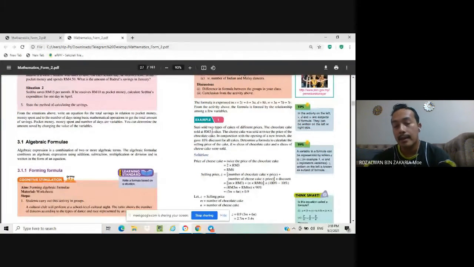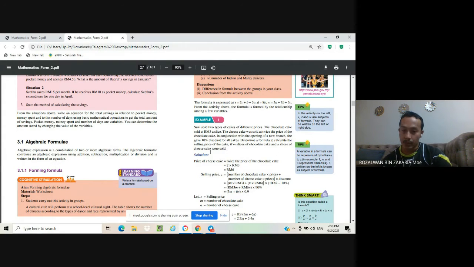Example 1. We have a problem solving. Suzy sold 2 types of cakes of different price. The chocolate cake sold at RM3 a slice. The cheesecake was sold at twice the price of the chocolate cake. In conjunction with the opening of a new branch, she gave 10% discount for all cakes. Determine a formula to calculate the selling price of the cake if M slices of the chocolate cake and N slices of cheesecake were sold.